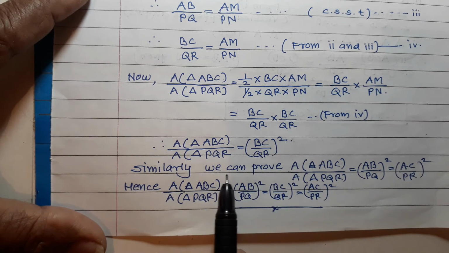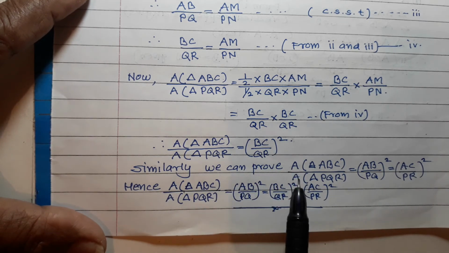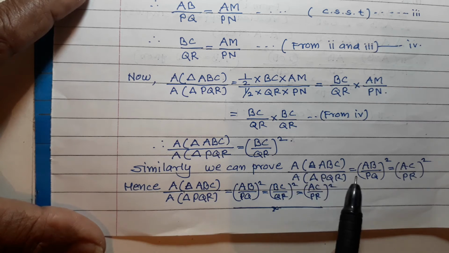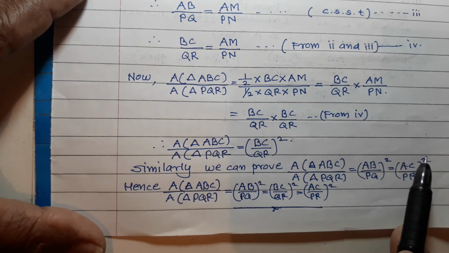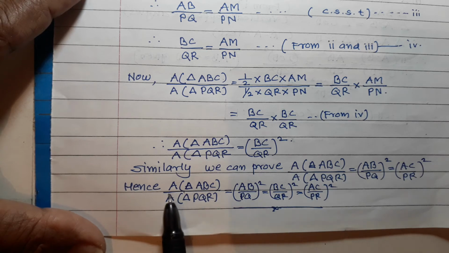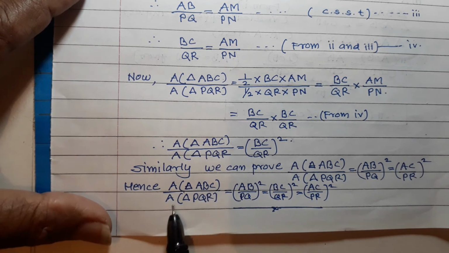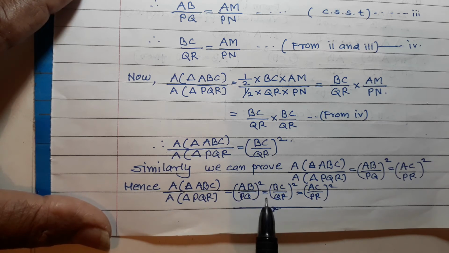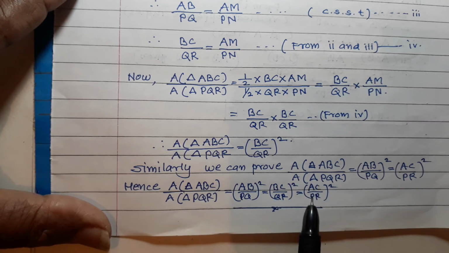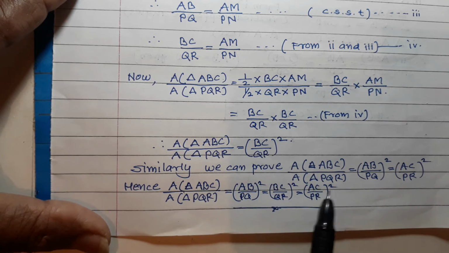Okay, similarly we can prove area of triangle ABC upon area of triangle PQR is equal to (AB upon PQ) square is equal to (AC upon PR) square, and hence area of triangle ABC upon area of triangle PQR is equal to (AB upon PQ) square is equal to (BC upon QR) square is equal to (AC upon PR) square. Okay.